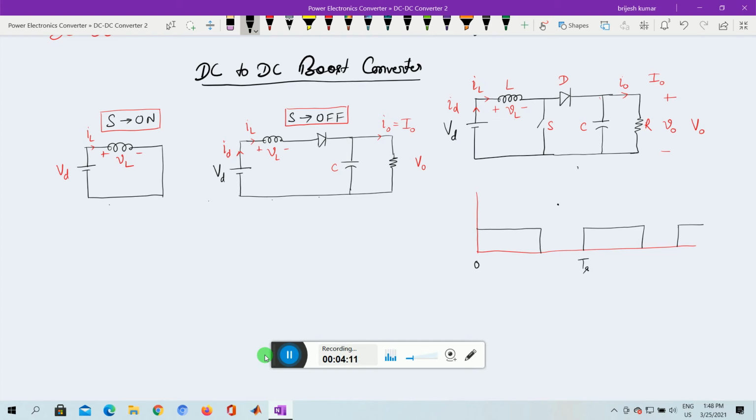Ts is the switching time, and the switch is on for a certain time, that is D times Ts. So it has an on interval and an off interval, and this is the pulse given to the switch. The switch can be an IGBT or a MOSFET. Preferably it is a MOSFET if the switching frequency is very high, and the off time is 1 minus D times Ts.